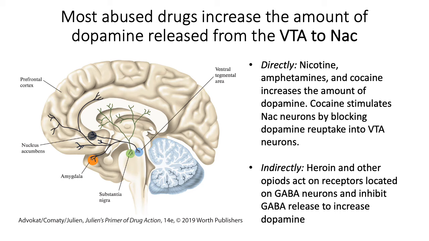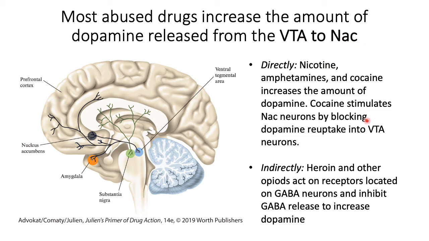Research also suggests that the most abusive types of drugs tend to increase the amount of dopamine that is released from the ventral tegmental area to the nucleus accumbens. So just remember these two areas, because if I ask you which areas of the brain are most heavily related to drug addiction, you can answer the VTA to the nucleus accumbens.